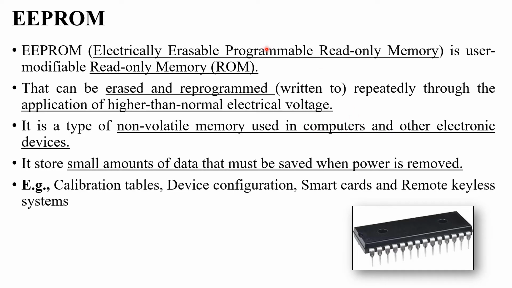What exactly is the purpose of this memory? Suppose your power is off or your computer is shut down. Still your information or your program is saved by default in the memory. So that memory is called read only memory. It means a small amount of data that must be saved when power is removed. This is the main feature of this particular memory. This memory is generally used in calibration tables, device configuration, smart cards, and remote keyless systems, because each and every system has a particular user ID or password, and this information is permanently stored. So this information is kept in EEPROM memory.